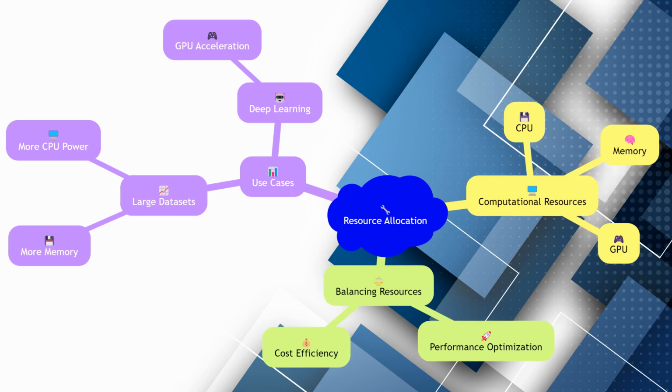Resource allocation is a fundamental aspect of job run settings. It involves specifying the computational resources required for your script, such as CPU, memory, and GPU. Proper resource allocation ensures that your script has enough power to execute efficiently without over-provisioning, which can be costly. For instance, a script that processes large data sets may require more memory and CPU power, while a script that involves deep learning might benefit from GPU acceleration. Balancing these resources is key to optimizing performance and cost.